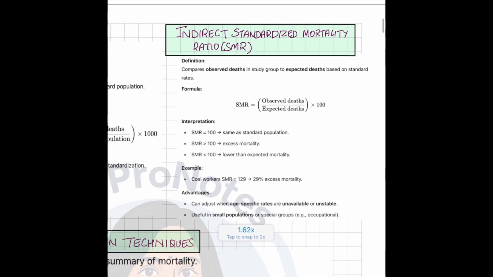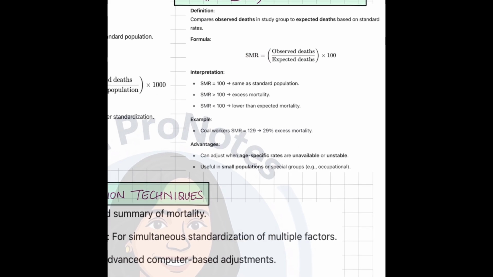Indirect standardization, SMR. Sometimes, we don't have all the age-specific data we need. In such cases, we use the standardized mortality ratio, SMR. SMR equals observed deaths over expected deaths times 100. SMR equals 100, same as expected. SMR over 100, excess mortality. SMR less than 100, lower than expected. This is especially useful in occupational health studies or small groups.